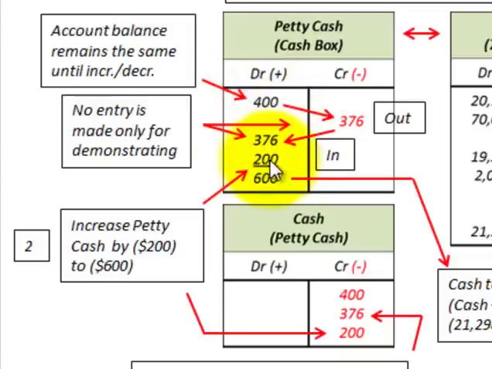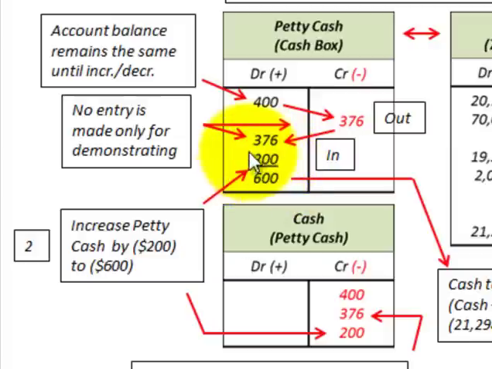Now there's one other thing we're going to do. We want to increase this petty cash fund because there just doesn't seem to be enough in it. So in this case, we're going to increase it by $200. What we would do is go down here, and out of our regular cash fund, we would have credited it for $200, and then we would have debited our petty cash account for $200. So the only items that actually show up as debit amounts are the $400 for the initial amount and then the $200 to increase it. So what we're ending up with is $600 in our petty cash fund after that $200 increase.